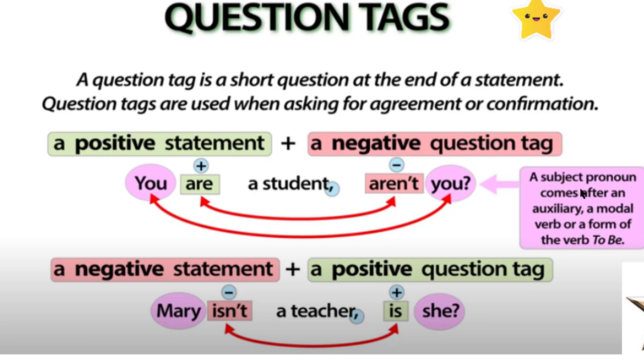You is a subject pronoun, and it comes after an auxiliary, a modal verb, or a form of the verb to be. Negative statement and a positive tag question. So we have here, Mary isn't a teacher. Is she?